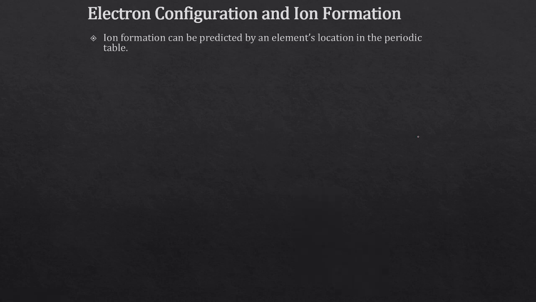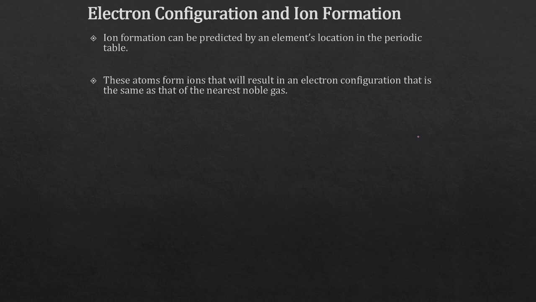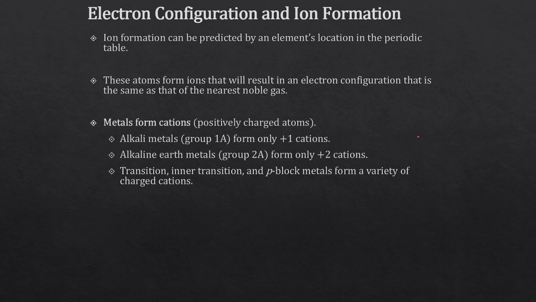So ion formation can be predicted pretty well by the element's location on the periodic table. Atoms that form ions will generally try to result in an electron configuration that is the same as that of the nearest noble gas. So metals, going back over the ones we just looked at: alkali metals are group 1A, that's that first column. They're going to form +1 cations. The alkali earth metals are going to form +2 cations.